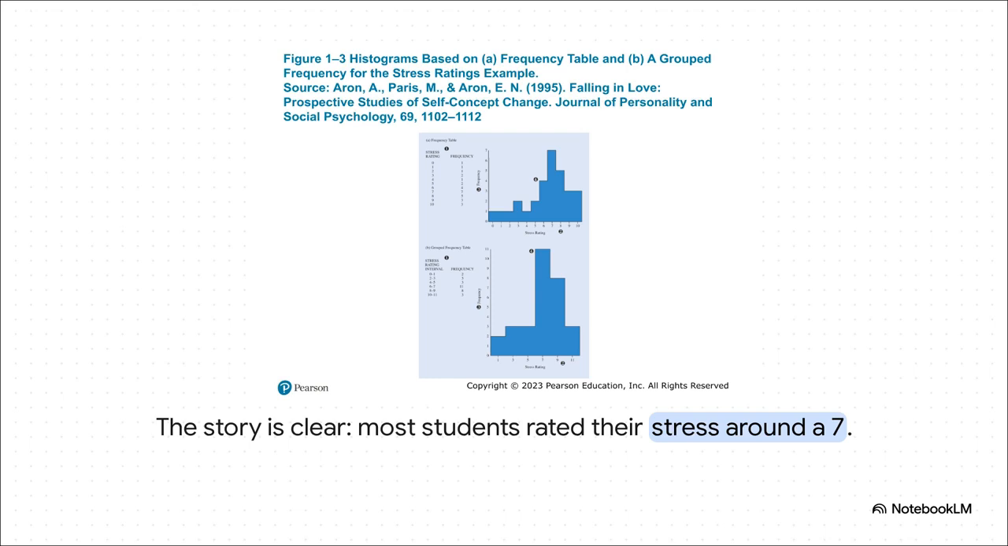The story of our stress data is now totally clear. You can just see it. Most of the students are feeling stress levels around a 7 or an 8. The scores are all piled up on the high end, with this long tail stretching down to the low end. The feeling in that room was high stress, not low stress. That's the story. That's what was hiding in the numbers all along.